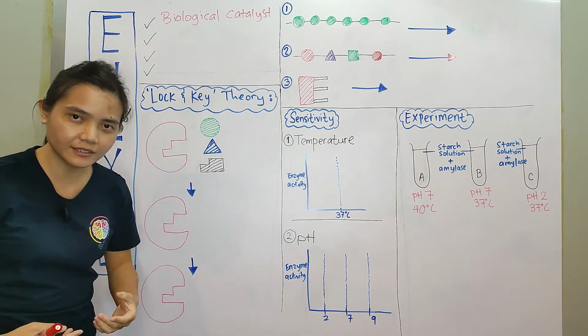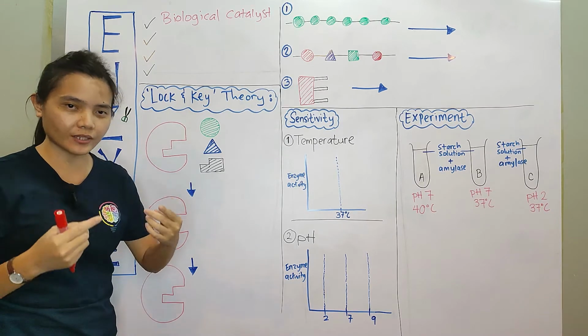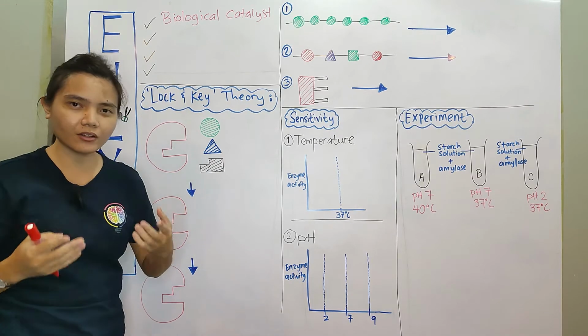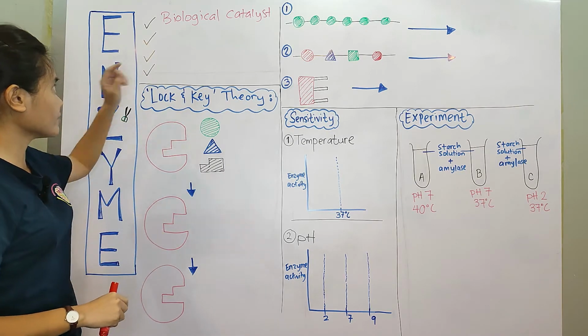So that is the first one. It is a biological catalyst. If you know catalyst, it speeds up a reaction. So you can say enzyme is a biological catalyst that speeds up a reaction. That is the first point.